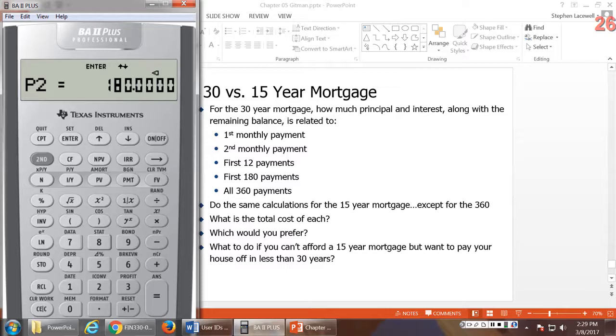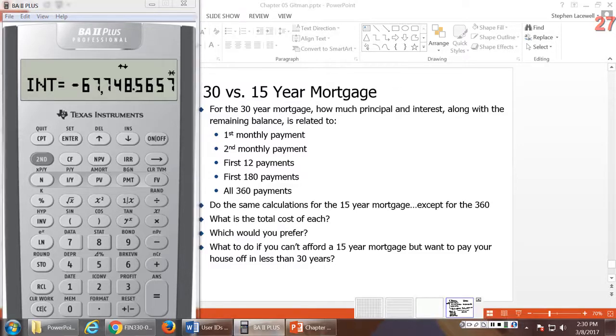Press the Enter key. Now what you'll notice is after 180 payments, or 15 years' worth of payments with the 15-year mortgage, your house is paid for. You have a zero balance. You've paid a total of $160,000 in principal. You've paid your loan back, and you've paid $67,748 in interest.